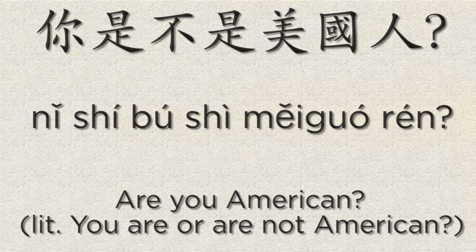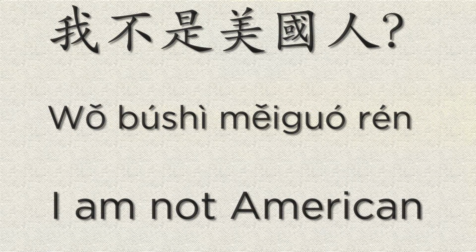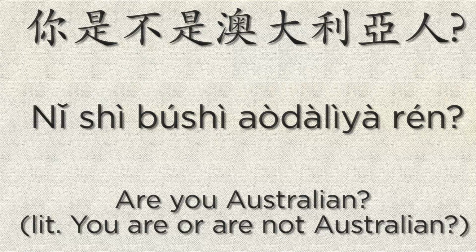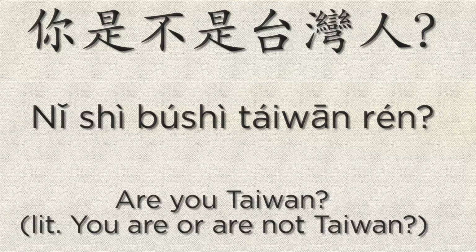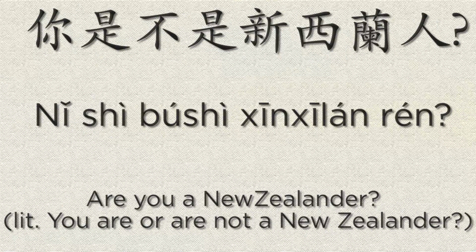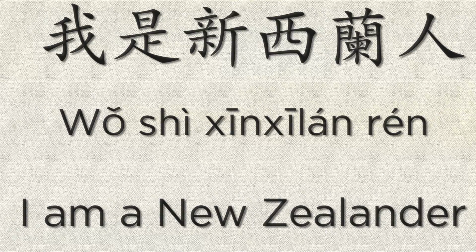So Karen, 你是不是美国人? 我不是美国人. 你是不是澳大利亚人? 我是澳大利亚人. 你是不是台湾人? 我是台湾人. 你是不是新西兰人? 我也是新西兰人. She has 3 citizenships. I do have 3 citizenships.